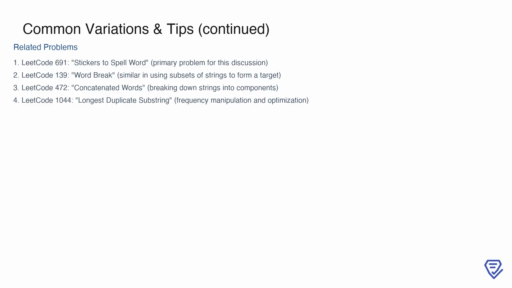This problem also connects to several related problems on LeetCode, which can help deepen your understanding. For example, LeetCode 691, our primary problem, focuses on using subsets of strings to form a target. Similarly, LeetCode 139, Word Break, involves determining if a string can be segmented into dictionary words, which shares a subset construction approach. LeetCode 472, Concatenated Words, revolves around breaking down strings into components, which also requires careful string manipulation.